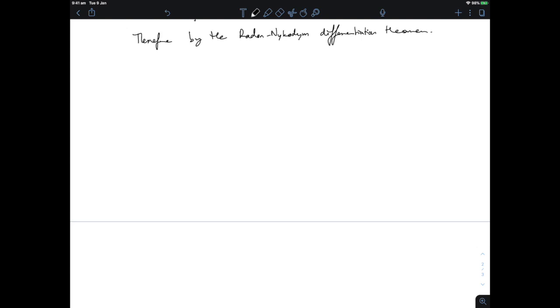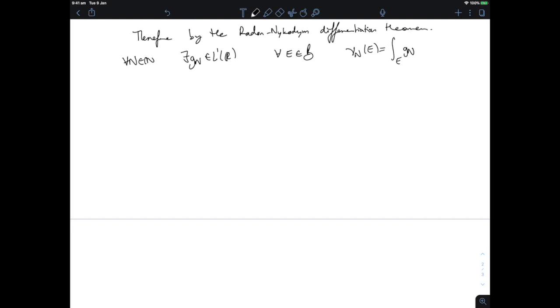That means that for every n, there exists a Gn in L1 of R, such that for every E, a Borel set, let's call sigma the Borel sigma algebra. Actually, traditionally we use a cal B for the Borel sigma algebra. Nu n of E is the integral over E of Gn. So we have a family of functions Gn. They're in L1. We're going to have to check that they are in LP prime. But more importantly, we'd like to have just a single G in LP prime that would represent our measures.